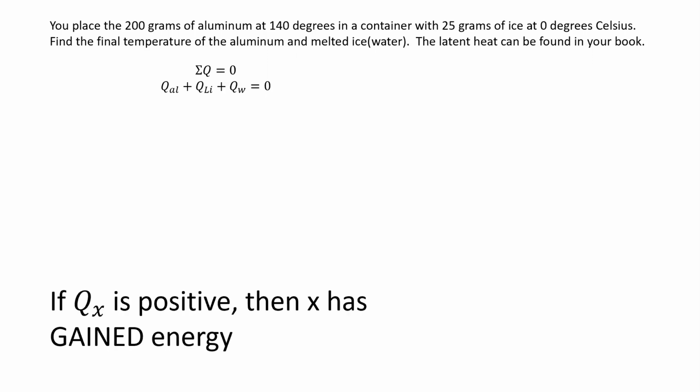So I've got it here. It says if Qx is positive, then X has gained energy. In other words, if Q aluminum was positive, aluminum would gain energy. In this case, aluminum starts at 140 degrees, so we can be pretty sure that aluminum is going to lose energy. So we expect that to be negative rather than positive. So let's write this out a little bit more specifically. For the heat that the aluminum loses, that's just temperature change. So that's MC delta T.